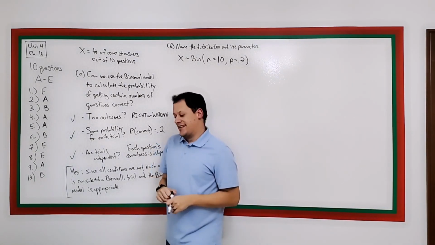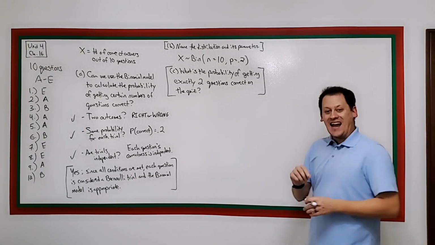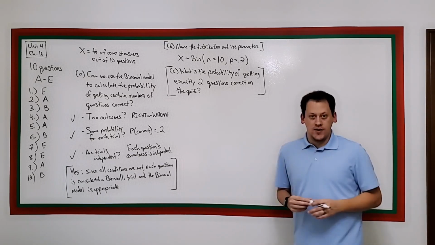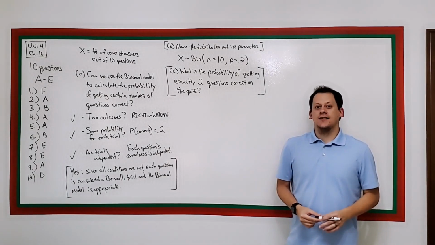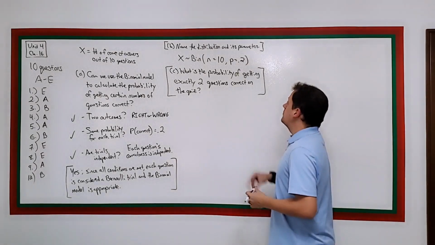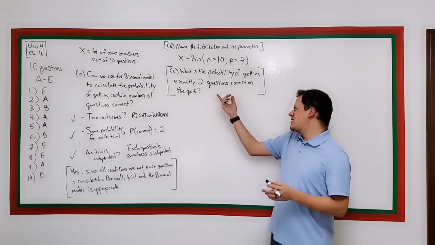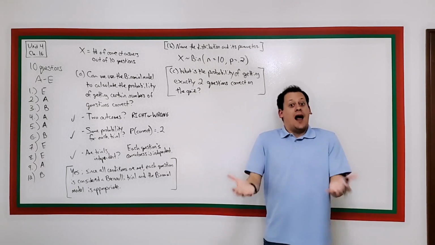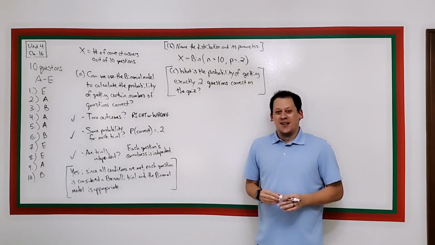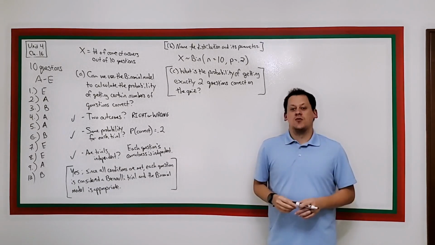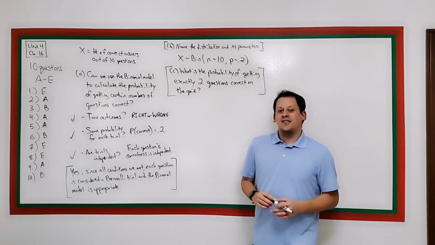Part C. It says, what is the probability of getting exactly 2 questions correct on the quiz? Maybe you got exactly 2 questions correct. And we already established that the probability of success is 0.2, so it might make sense that this is a relatively common result. But how likely is it? I want you to use what you know to try and answer this question on your own before we talk about it together. So pause the video, come back when you've got it.